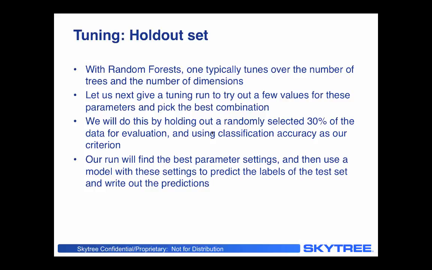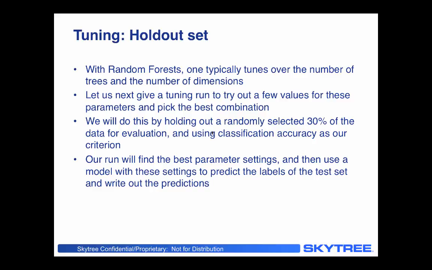So up to this point, we just randomly picked some number of trees and built models using that number, and we did not touch any of the other options for building random forests. But as with any other machine learning method, one actually needs to tune all the parameters of random forests to obtain models with high accuracy. With random forests, one typically tunes over the number of trees and the number of dimensions, but there are also some other additional parameters that one could tune as well. In order to do tuning, one needs to pick a validation scheme, like using a holdout set or doing cross-validation. And we will next give a simple example of tuning that uses a holdout set.